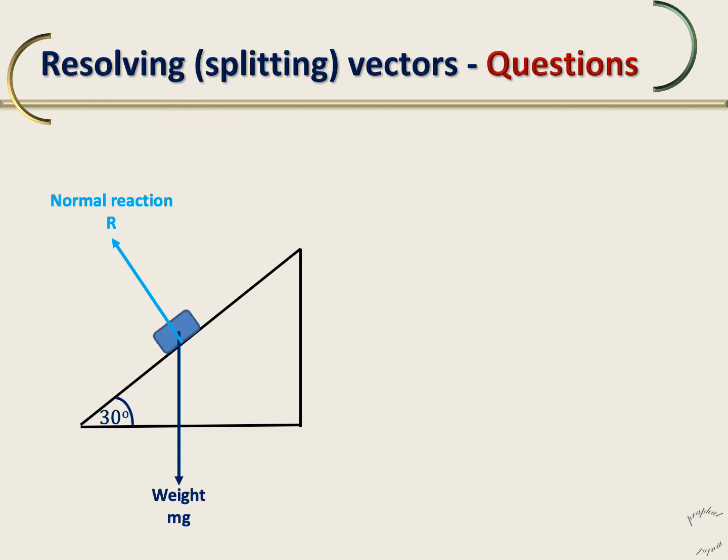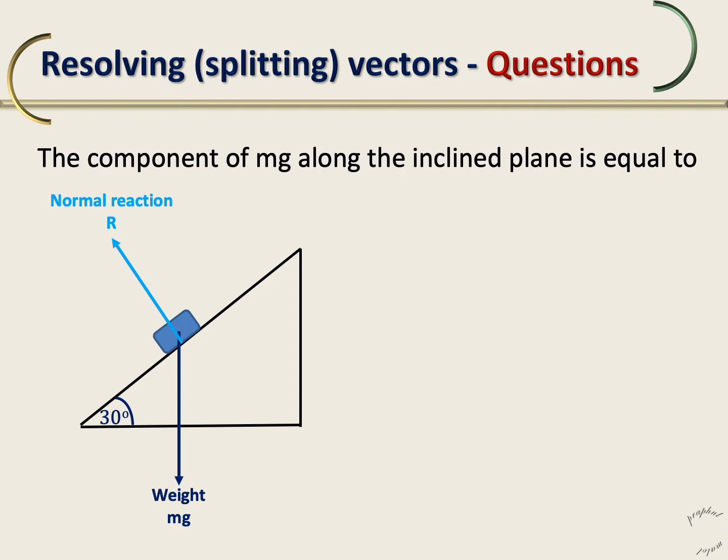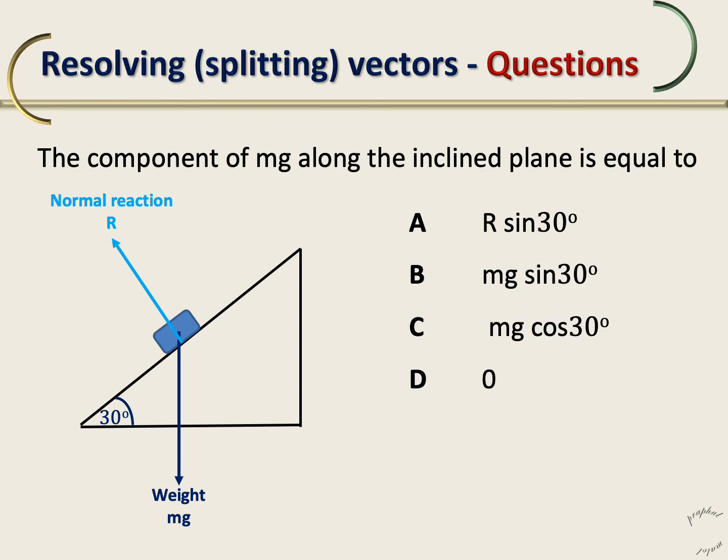Now let's see the same situation with another example. This time the inclined angle is given. The plane is inclined at an angle of 30 degrees to the horizontal. The question is to find the component of weight along the plane, and the options are given. Previously we found the component of normal contact force along the plane and we got 0 because normal contact force is exactly perpendicular to the plane. But in the case of weight, it is not perpendicular to the plane.